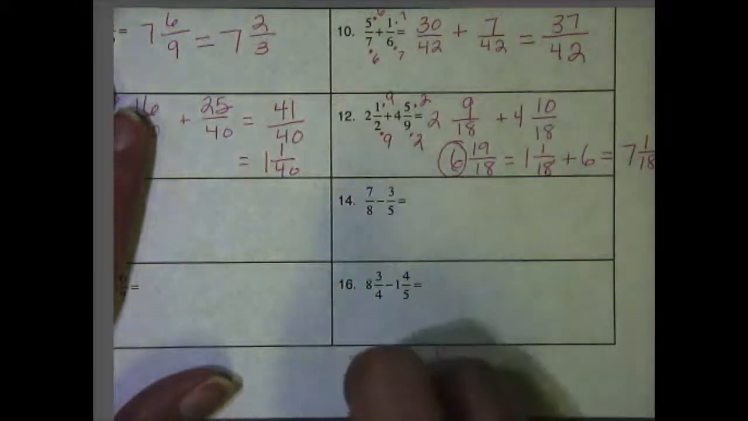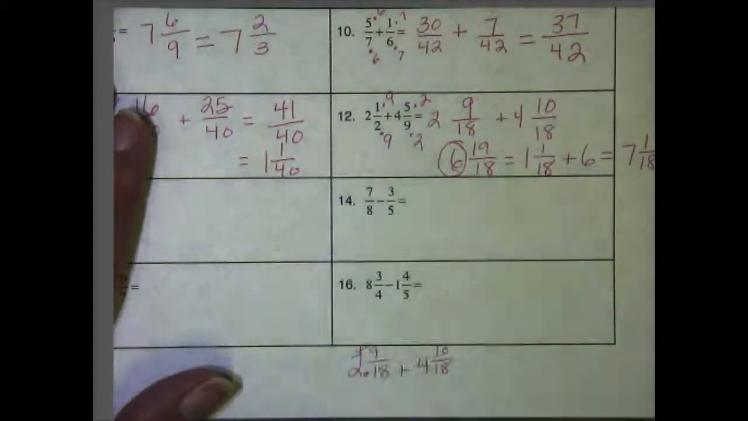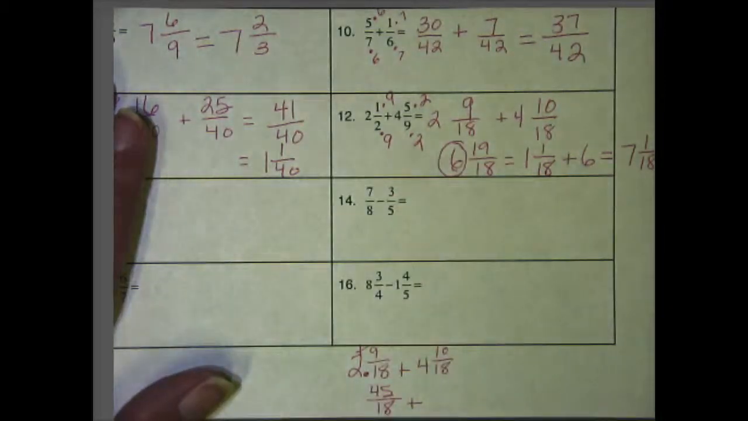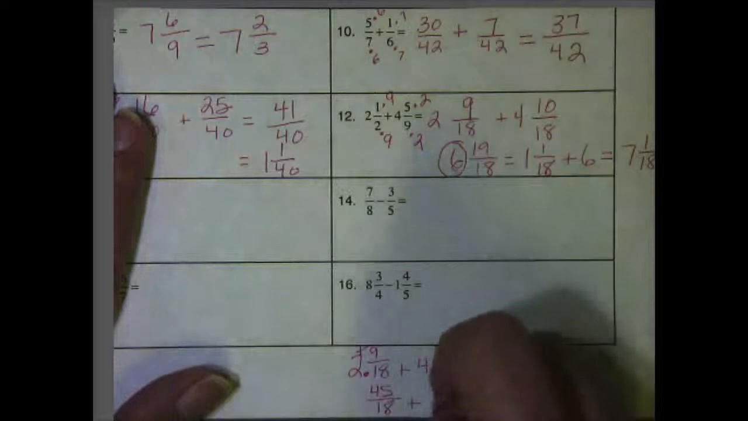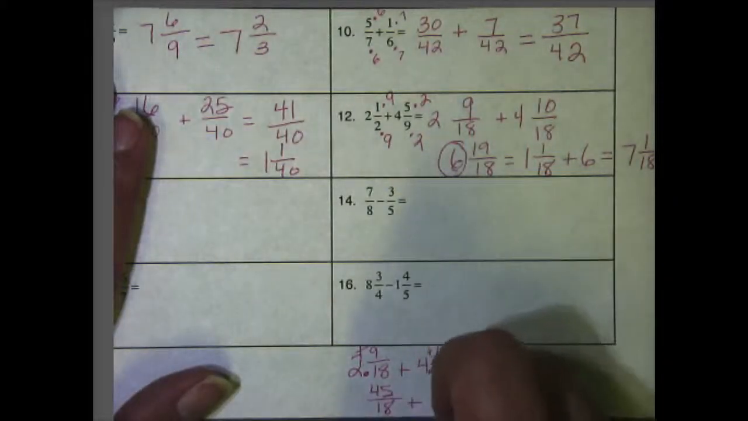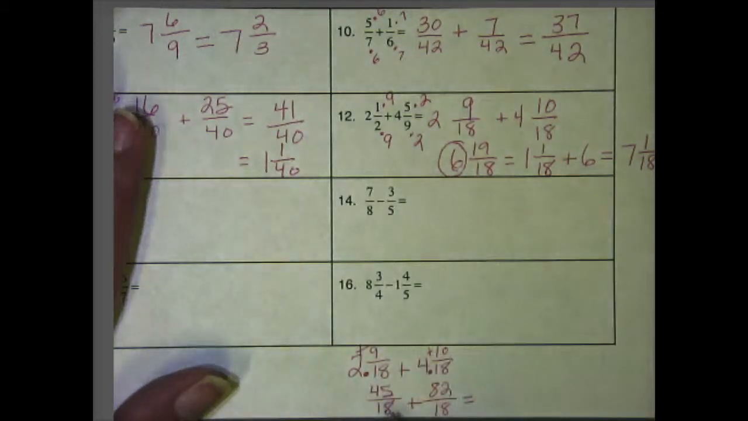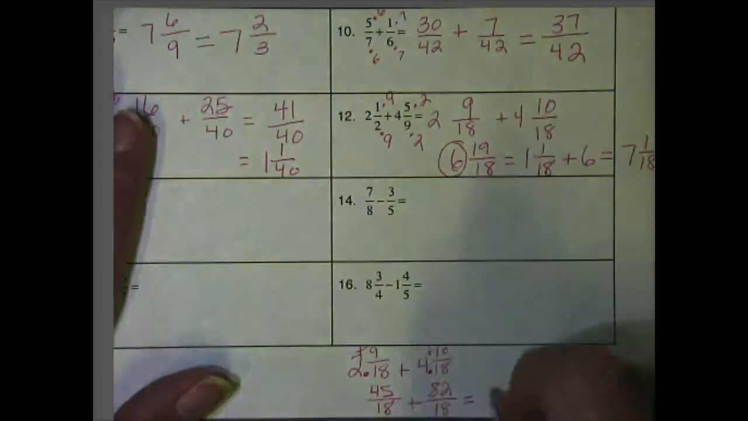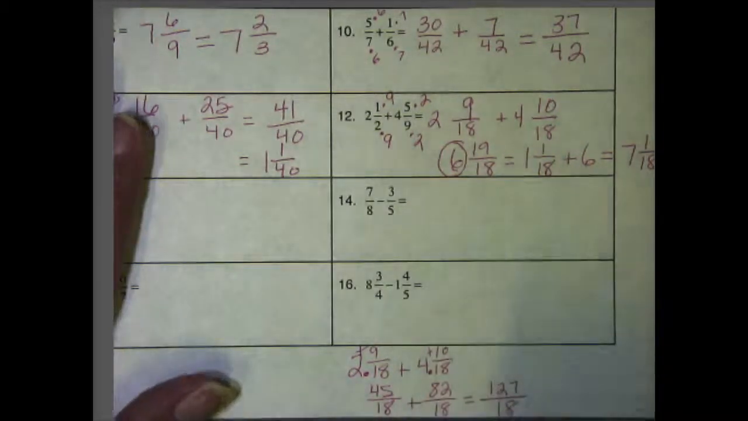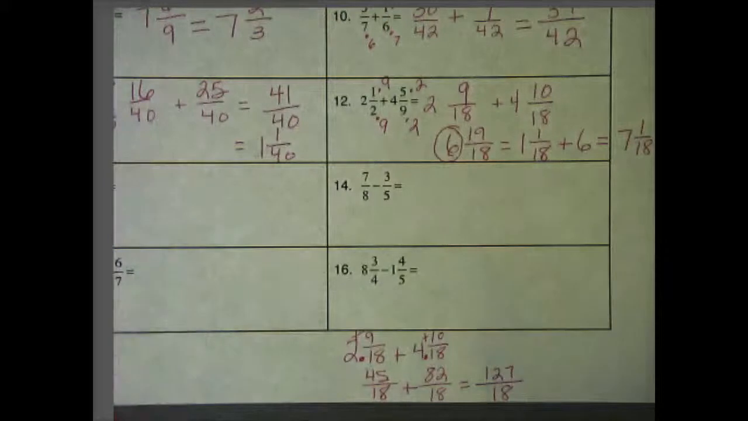So 18 times 2 is 36, plus 9 is 45. So 45 over 18 plus 18 times 4 is 72, plus 10 is 82. So 82 over 18. So then you have 45 plus 82, which is 127 over 18, because remember your denominator stays the same.